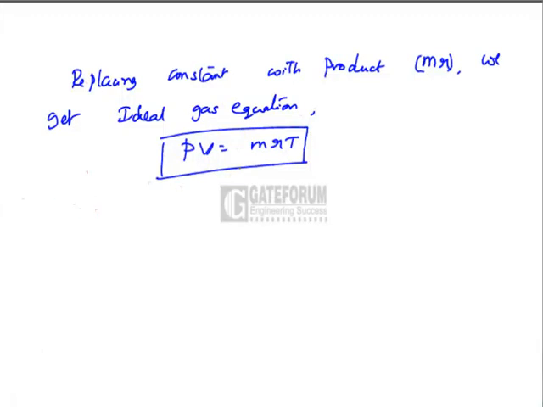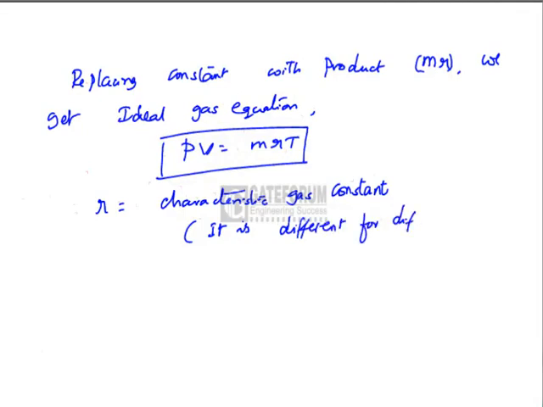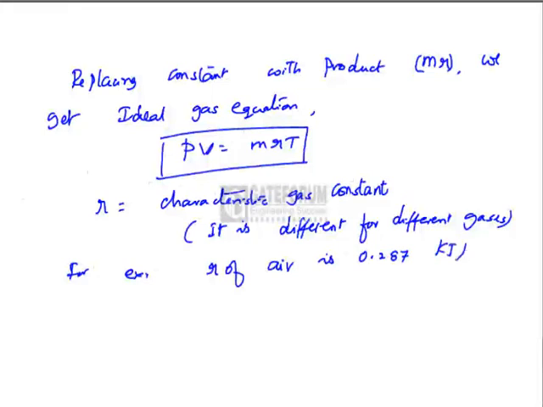In this equation, the R, small r, is known as characteristic gas constant. Why it is called characteristic gas constant? Because it is different for different gases. For example, R of air is 0.287 kilojoules per kg degree centigrade, or it can also be written as kilojoule per kg Kelvin. 1 degree centigrade rise in temperature is equal to 1 degree Kelvin rise in temperature. So it does not matter whether we write kilojoule per kg degree centigrade or kilojoule per kg Kelvin.